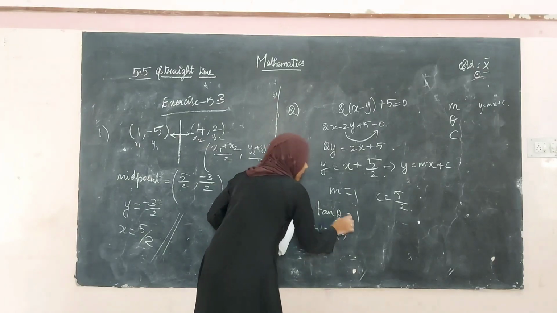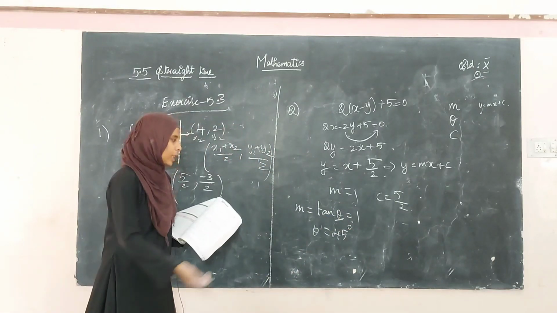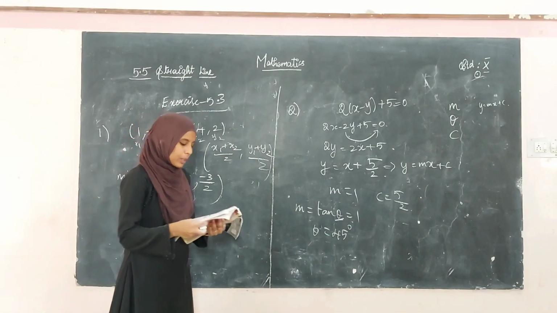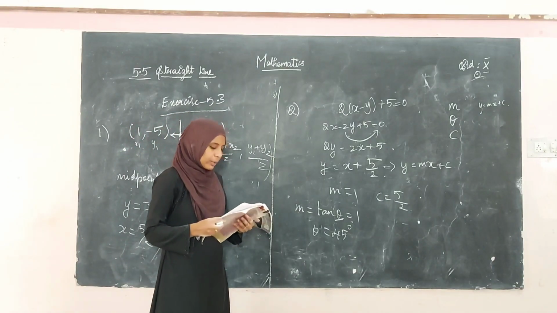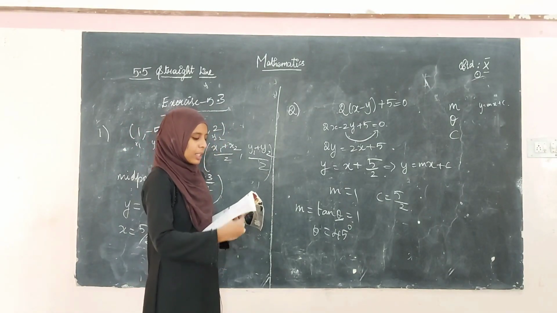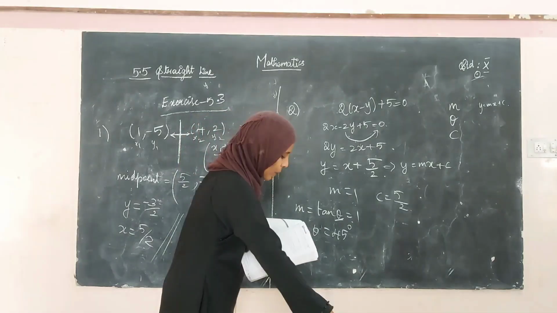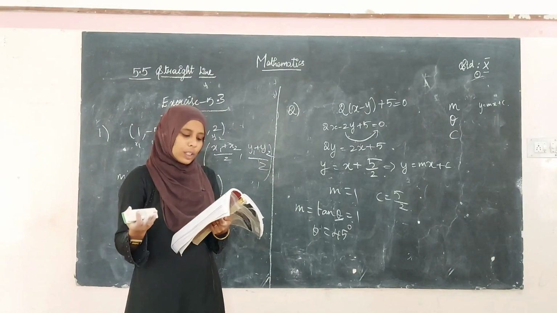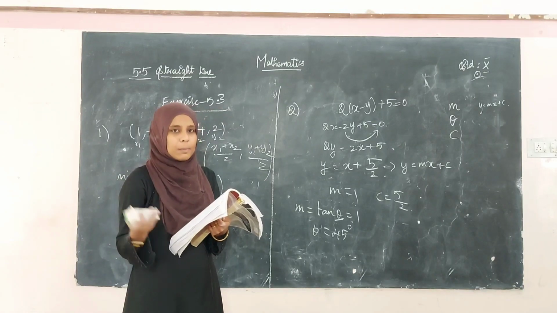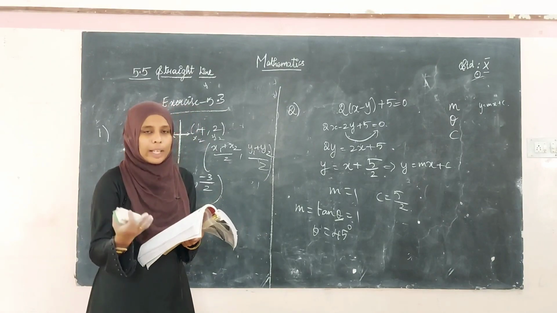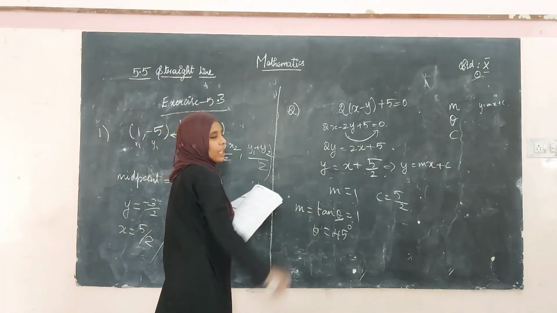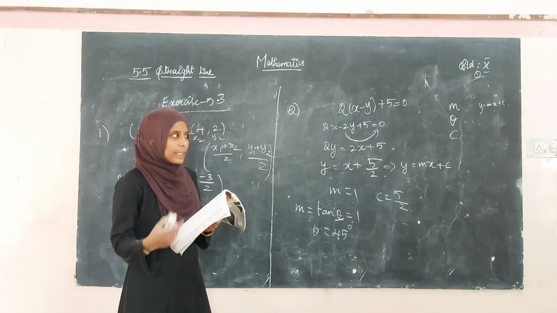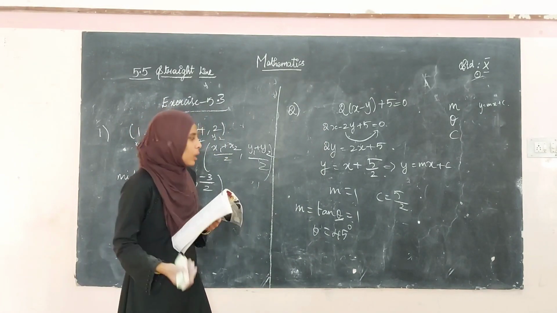Tan 45 degree is equal to 1, right? So the value of theta is 45 degree. See the third question. Find the equation of a line whose inclination is 30 degree and making an intercept minus 3 on the y axis. See what is given in the third question? Inclination theta is equal to 30 degree and y intercept, that is c, is equal to minus 3. You have to find the equation of this straight line, y equal to mx plus c. So c is given. If you want to find m, you can use this formula.